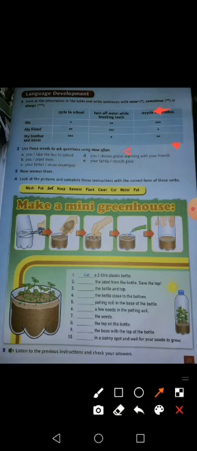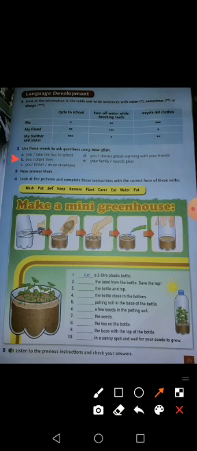Let's move now to exercise number 2. Here you have to use these words to ask questions using how often, okay? Those questions must contain how often, right? So, the first one, look. How often do you take the bus to school?